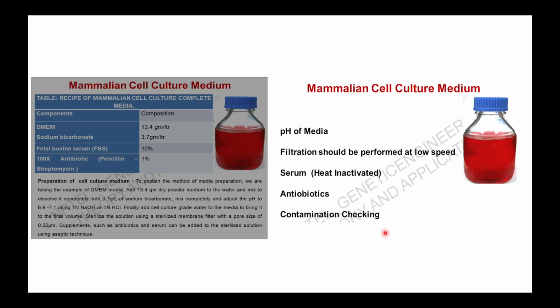Contamination can also be checked under a microscope, wherein you can actually see the morphology of whatever mammalian cells you are looking at. If there are other cells having a very different kind of morphology, or some bacterial cells are motile, those can be visualized under a microscope, moving. So these are some of the ways to check for any type of contamination present in a cell culture medium.